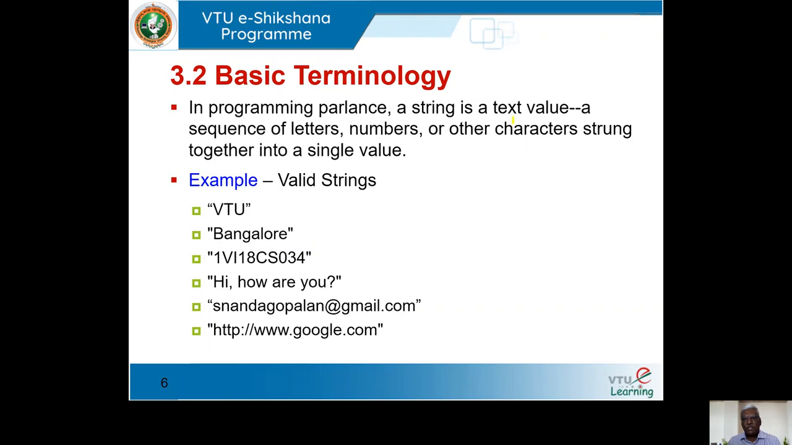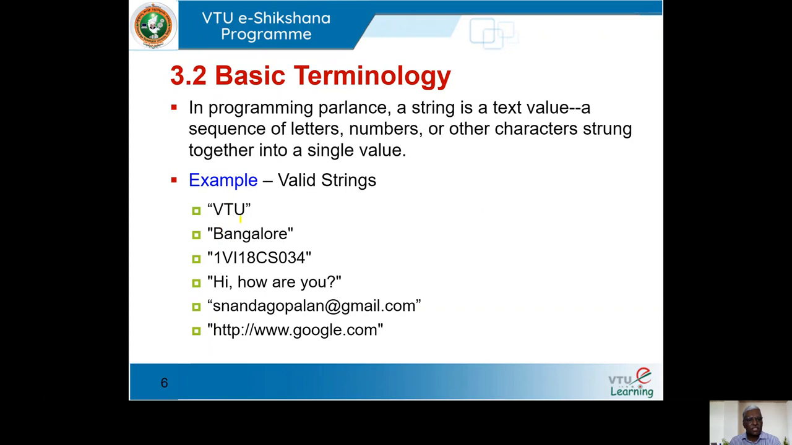From the programming point of view, a string is basically text, as we have just seen. It may be a sequence of letters, like ASCII characters. It could consist of alphabets, numbers, or special characters like dollar, hash, star, open parenthesis, question mark. So there are plenty. All these put together, I could call a set of characters forming a valid string. Normally it is enclosed with double quotes, while a single character may be enclosed with single quotes in the C language. In most languages, we follow this terminology.